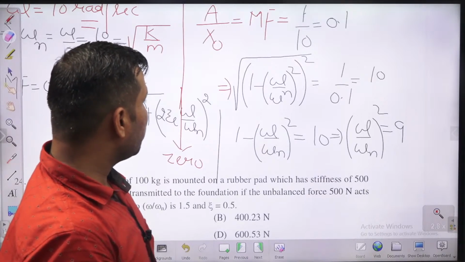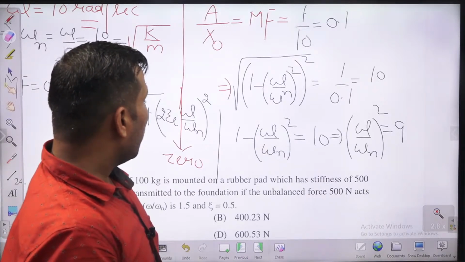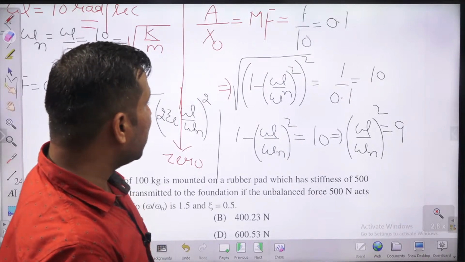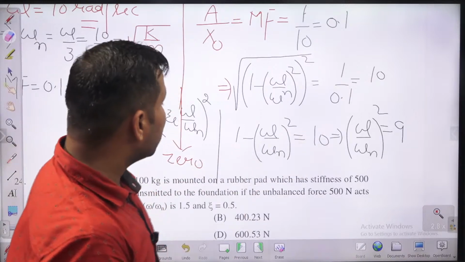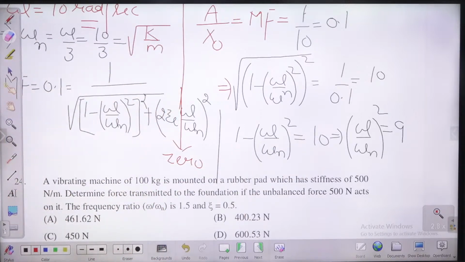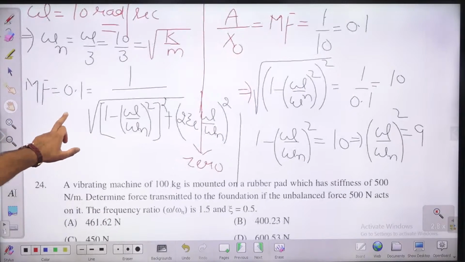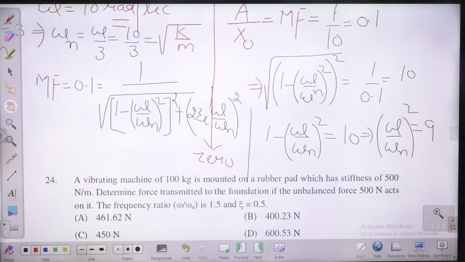Just check it out, because I'm taking this side. So यहाँ पे ये गड़बड़ हो जाएगा because this is 10, guys. 1 minus omega by omega n, that is equal to what? That is equal to 10. Square both side kiya, so this will go this side. Omega by omega n square. So I think this will come out 11. Please check it out.